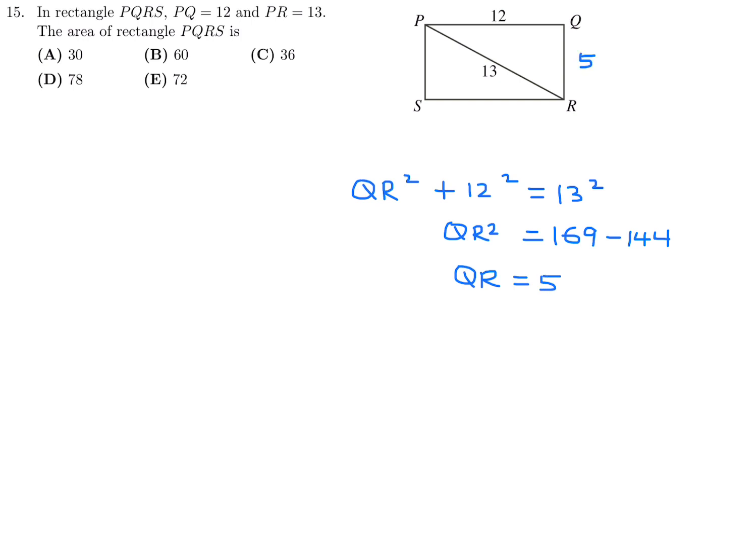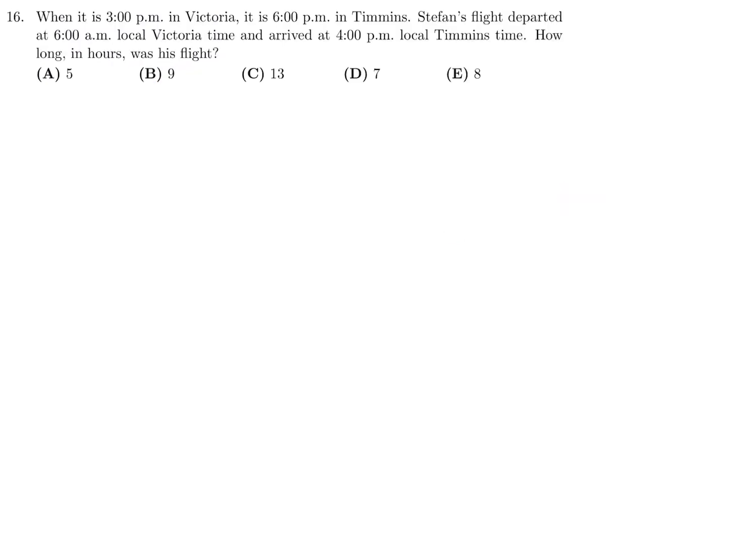So here's 5. And then the area is just length times width. Length is 12, width we just calculated, it's 5. And 12 times 5 is 60. So number 15, the answer is B.